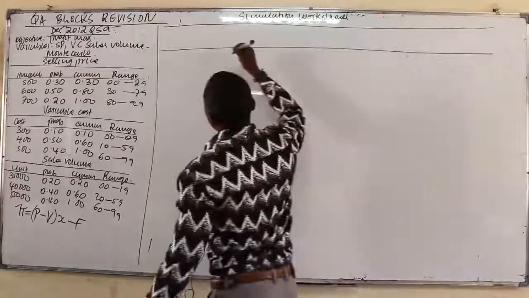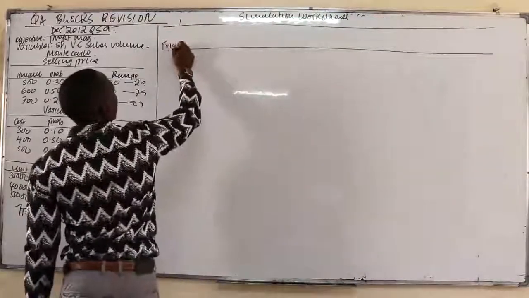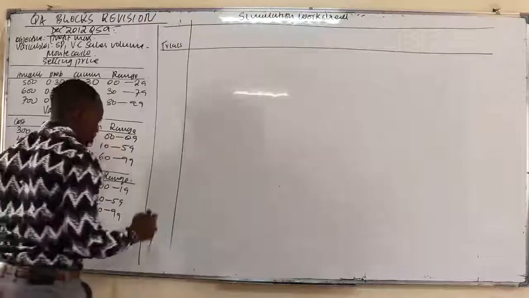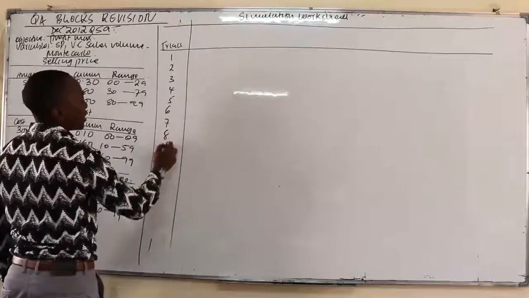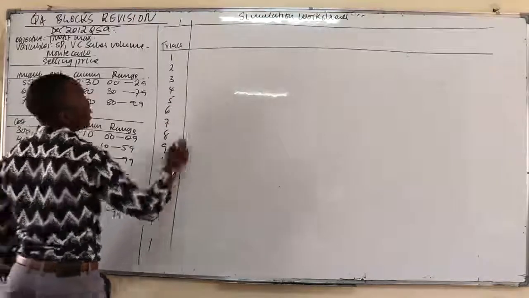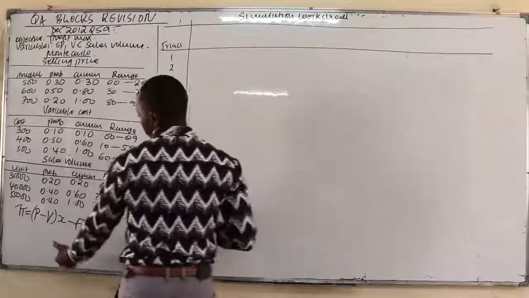So we'll have the trials. We are told to perform on the basis of 12 trials. So 1, 2, 3, 4, 5, 6, 7, 8, 9, 10, 11, 12. We have said that we're just following the logic of the model.